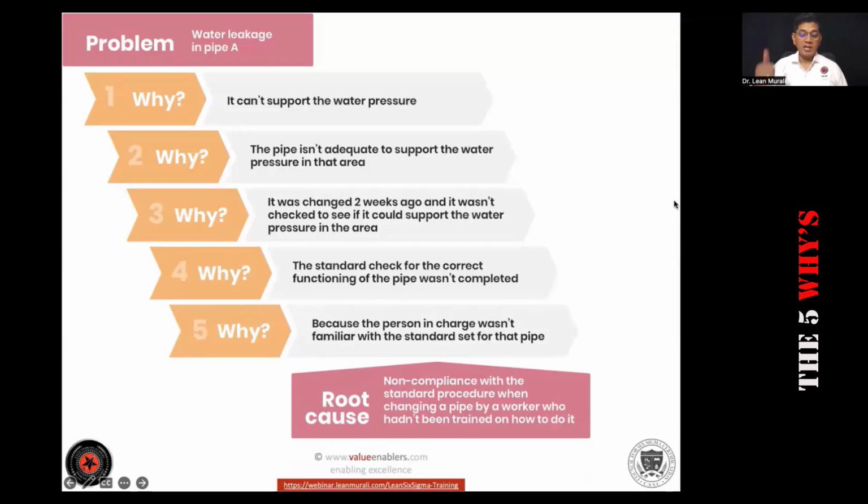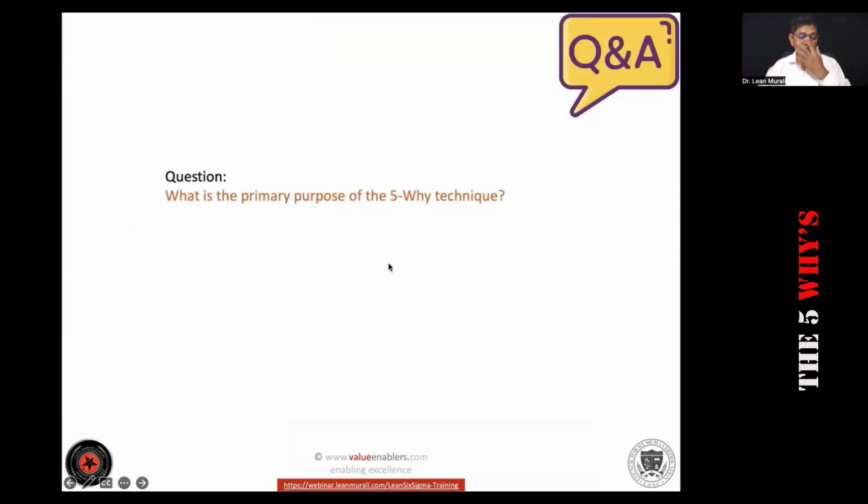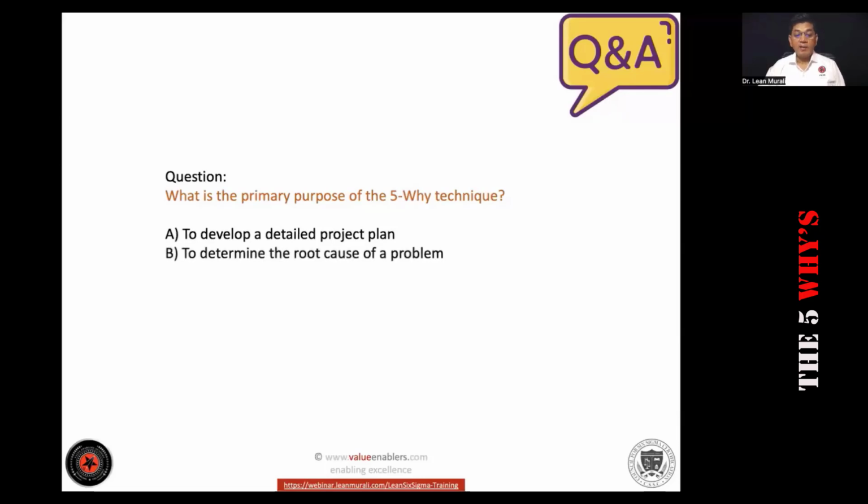Okay, if this is clear, give me a thumbs up in the chat box. So the question is, what is the primary purpose of the 5 Why technique? To develop a detailed project plan, to determine the root cause of the problem, to create a financial budget, or to analyze market trends. The correct answer will win a chocolate.